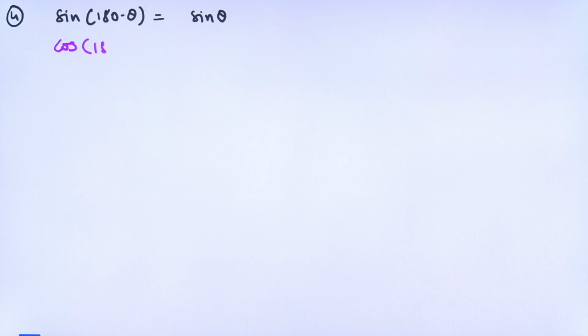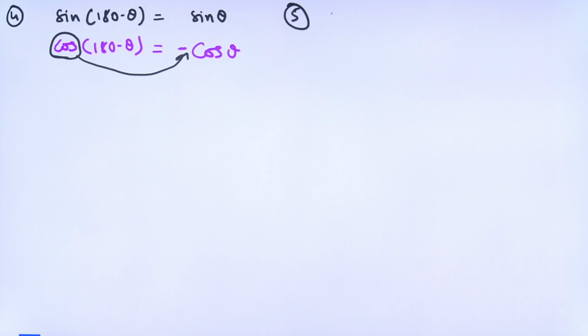cos 180 minus theta. See, 180 has been used, so cos should remain cos. But if you look carefully, 180 minus theta means we are in the second quadrant. In the second quadrant, cos should be negative. That's why I kept negative here. Got this point, everyone?